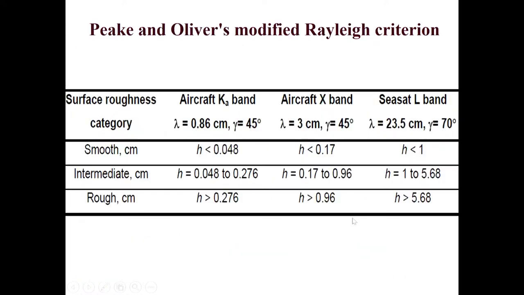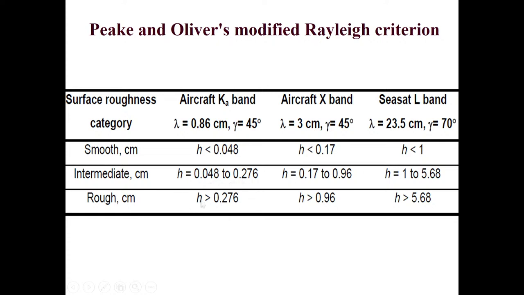Now, a very interesting point I would like to show you here. Here one can see that there are three configurations given. Aircraft Ka band with wavelength 0.86 centimeter and depression angle 45 degree. Aircraft X band with wavelength 3 centimeter and depression angle 45 degree. CSAT L band with wavelength 23.5 centimeter and depression angle 70 degree. Now just focus on the last point, the surface which is going to appear as rough surface according to this configuration of the SAR system, these parameters of the SAR sensor.